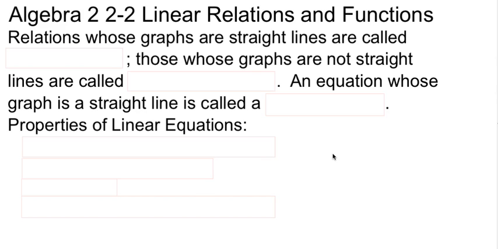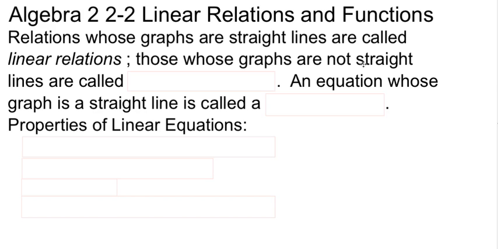This is Algebra 2, Chapter 2, Section 2, in which we will study linear equations, linear relations, and functions. We've already talked about relations and functions a few times. Now we're going to get into a special type in which everything comes out as a straight line. When the graphs are straight lines, they are called linear relations.